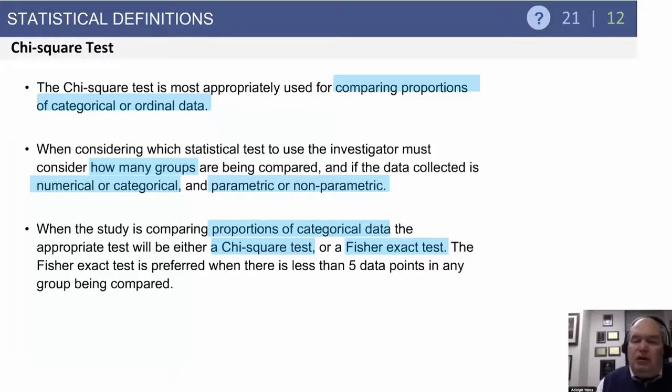Again, categorical data, chi-square, and the alternative is a Fisher exact test. And that's used when there are less than 5 data points.